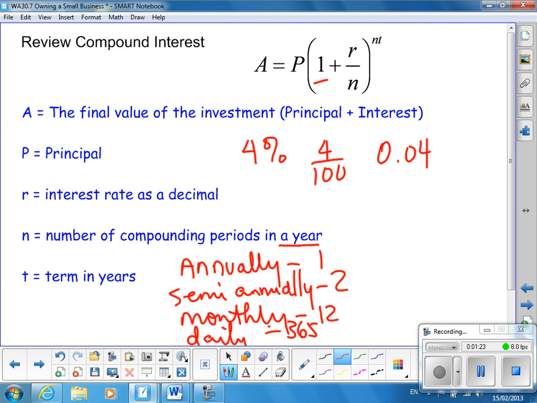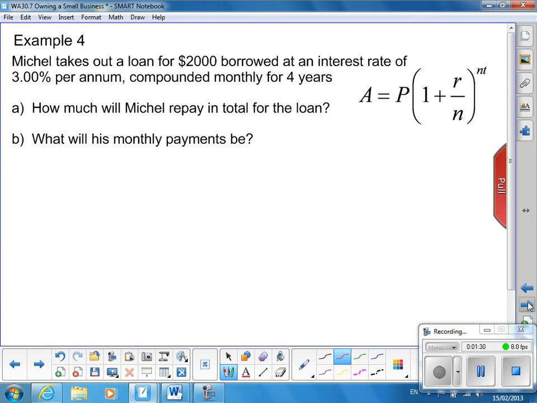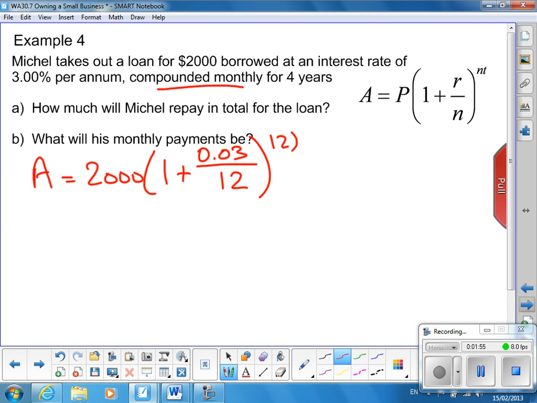Notice that there is a number 1 in here, and 1 is added to the rate divided by the number of compounding periods. All right, we're going to try an example. Number 4, Michelle takes out a loan for $2,000, borrowed at an interest rate of 3%, compounded monthly for 4 years. So we start with A equals, the principal is $2,000, 1 plus R is 3% as a decimal. Compounded monthly would be 12, and then the 12 goes up as the exponent again with the 4.